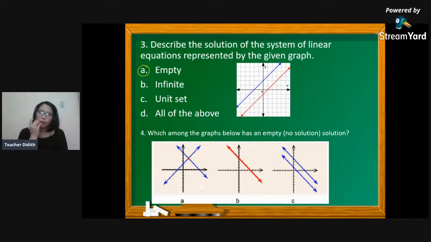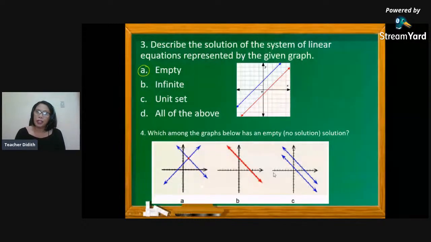So number 4, which among the graphs below has an empty solution? Okay, in relation to number 3, you have answered A, right? So this time, what must be your answer? Okay. So it's C. Well, this is a pair of parallel lines, and I've mentioned that this is the graph of an inconsistent system. So definitely, the answer here must be letter C. So this is the answer. Okay, super, so good.